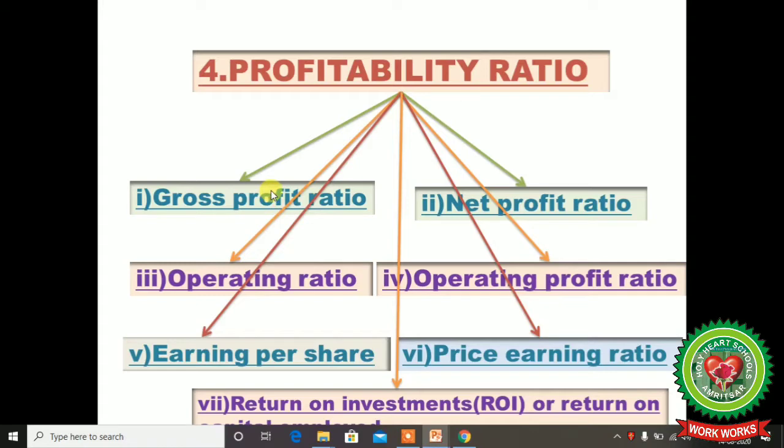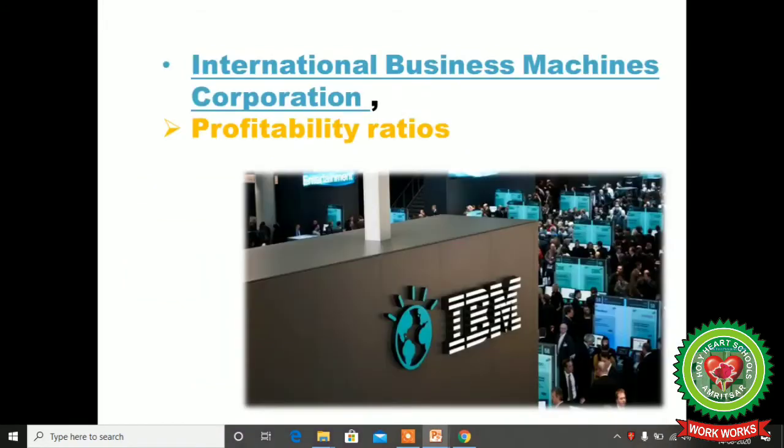You know the difference between net and gross profit very well. In gross profit, you do not exclude the indirect expenses, only the direct expenses are deducted. And in net profit, you deduct all the indirect expenses also. Then operating ratio, operating profit ratio, earning per share, price earning ratio, and return on investment, which is also known as ROI. So International Business Machines Corporation, you know very well, IBM company.